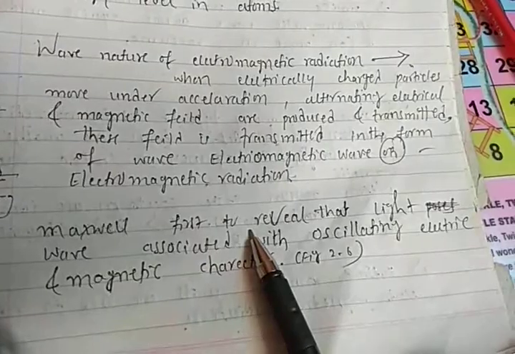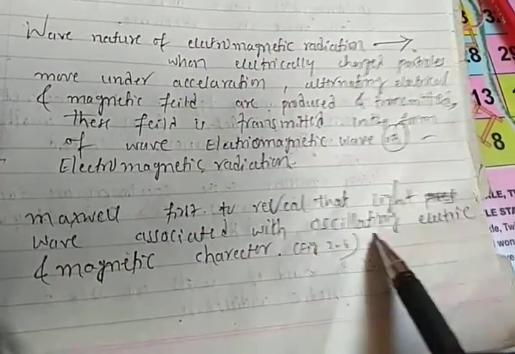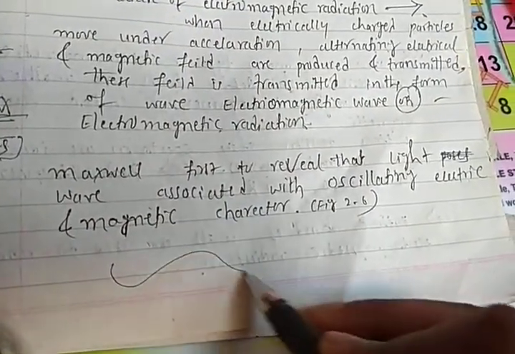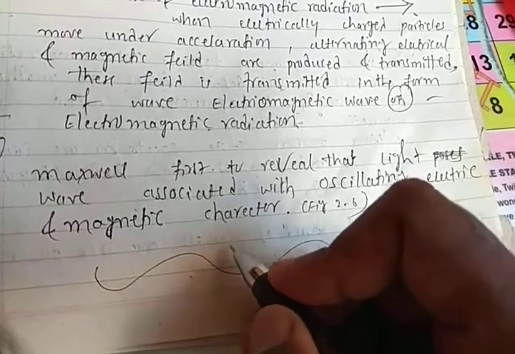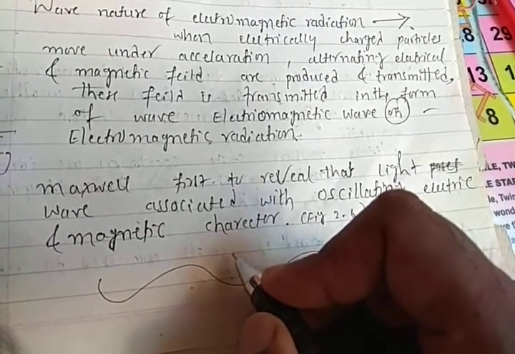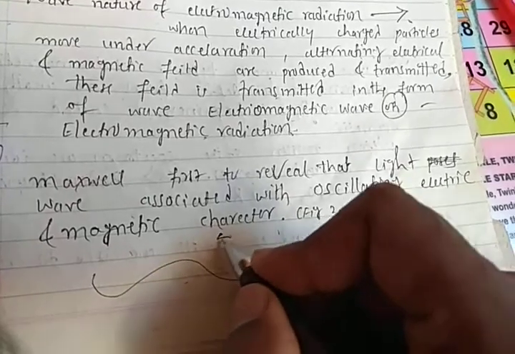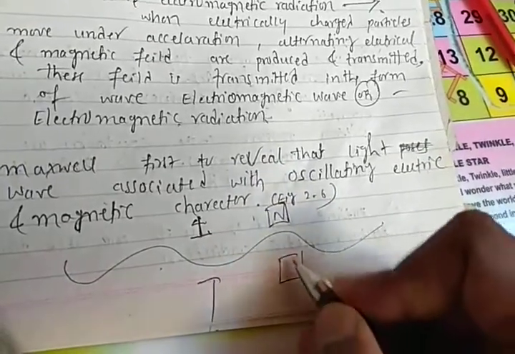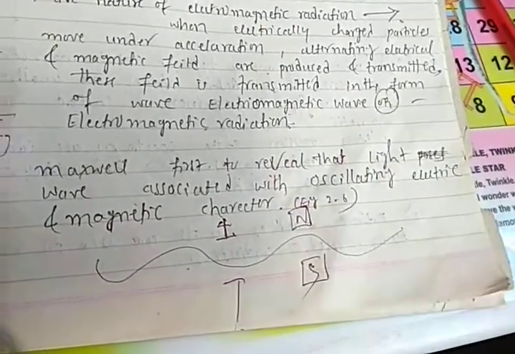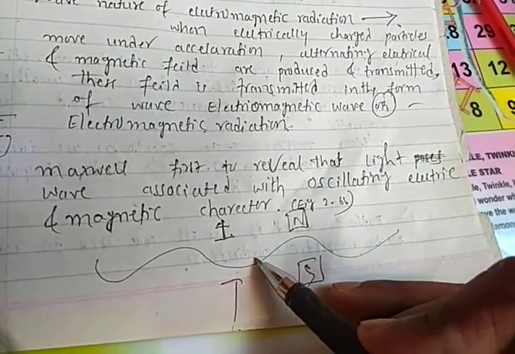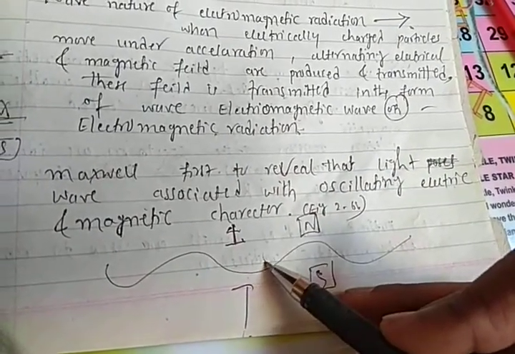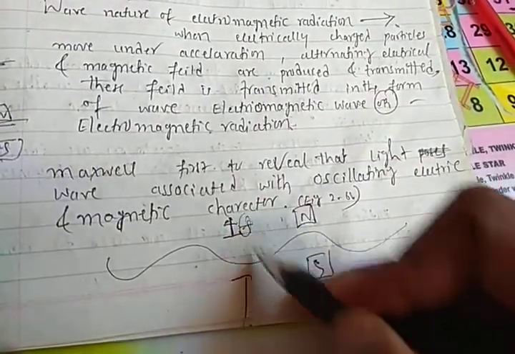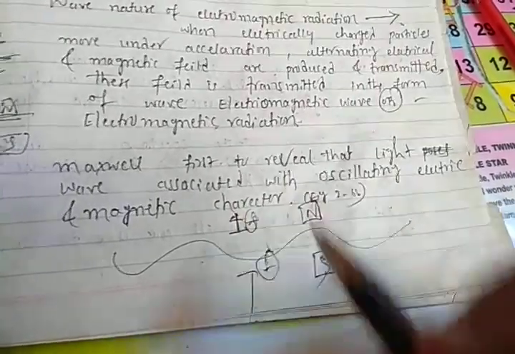Maxwell is the first person who revealed that light is associated with oscillating electric and magnetic characters. He is the first person who explained that light is affected by the electric field as well as the magnetic field, both. So light particles are deflected by the electric as well as the magnetic field, and that is electromagnetic wave radiation.